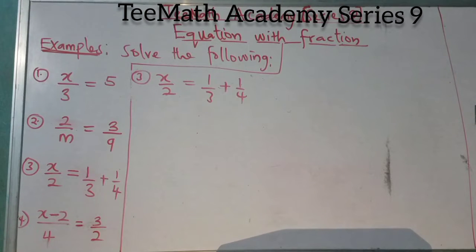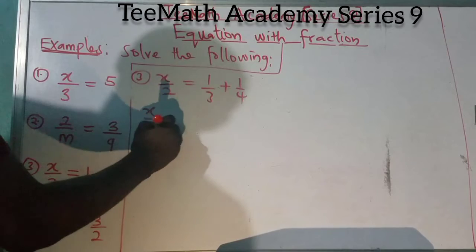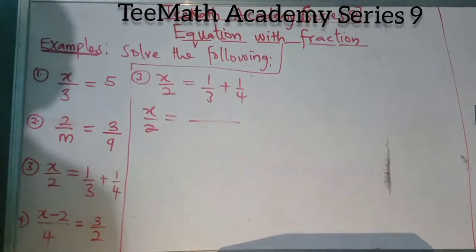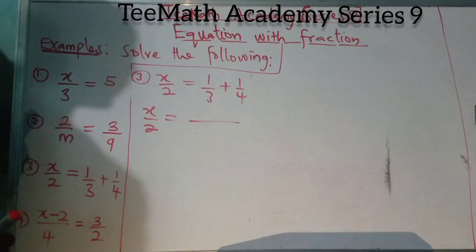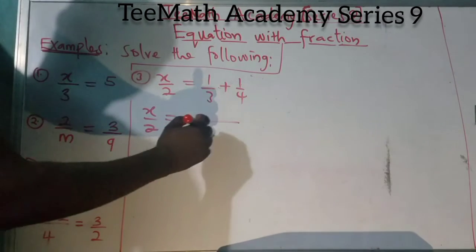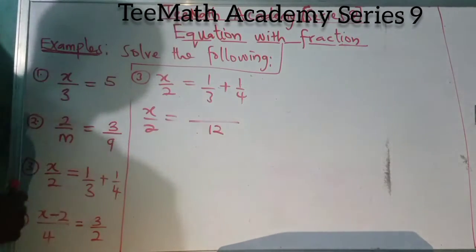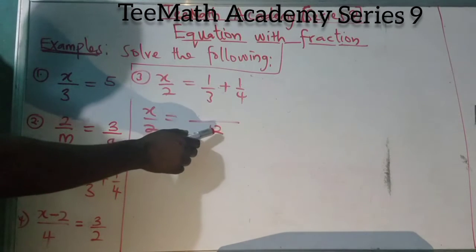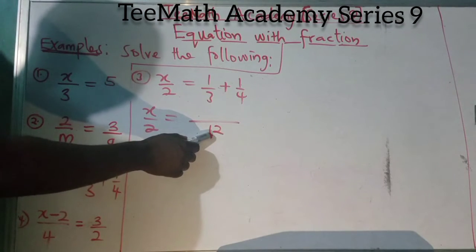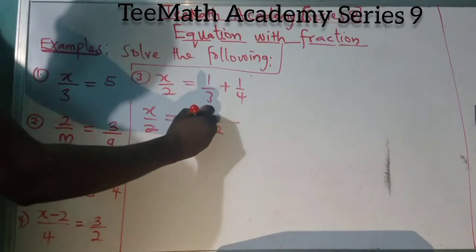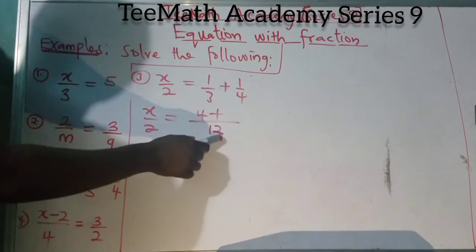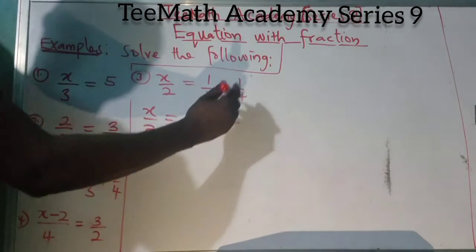That is the condition before you cross multiply. You must make the other side one denominator by finding the LCM of the other one. So you say x over 2 equals, you find the LCM of 3 and 4. The LCM of 3 and 4 is going to give us 12. So 3 in 12 is 4, 4 times 1 is 4, plus, 4 in 12 is 3, 3 times 1 is 3.